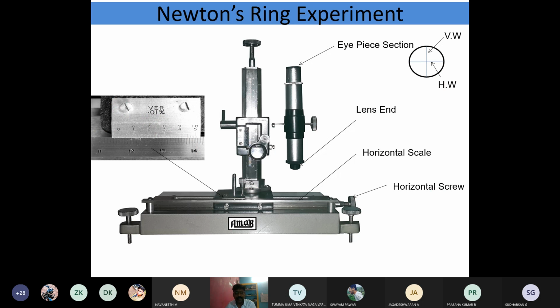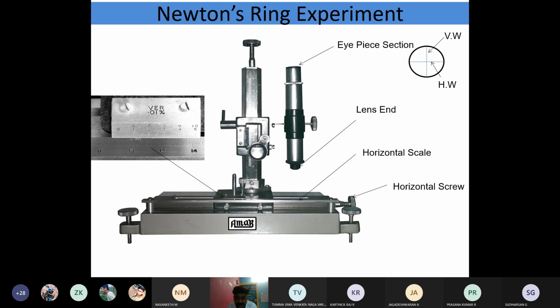Now the instrument which we are going to use to measure the readings is the Newton's ring experiment traveling microscope. The traveling microscope is the major medium here in the Newton's ring, because without it we are not able to obtain the interference pattern. If we want to know the radius of curvature of the lens, we have to take a reading, and the readings are measured with the help of this microscope.